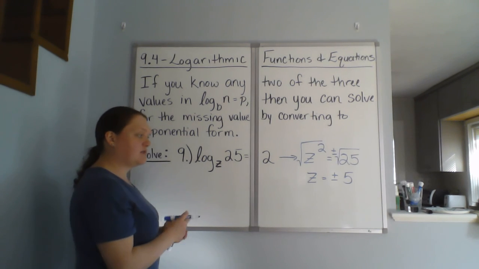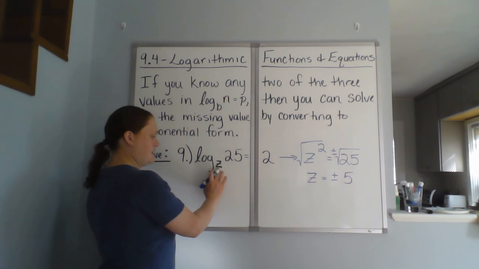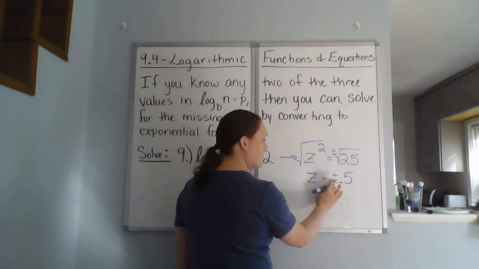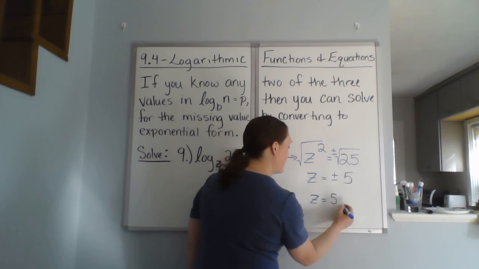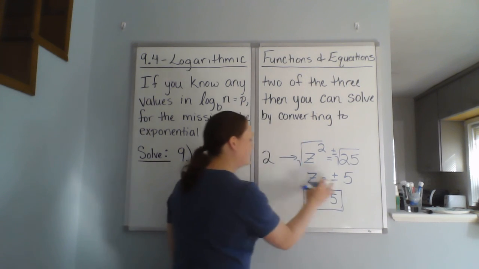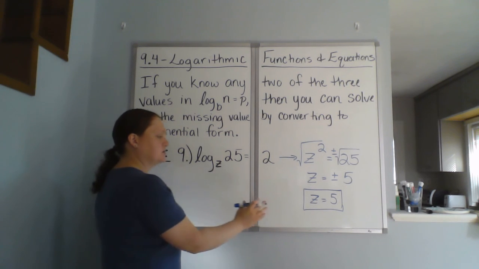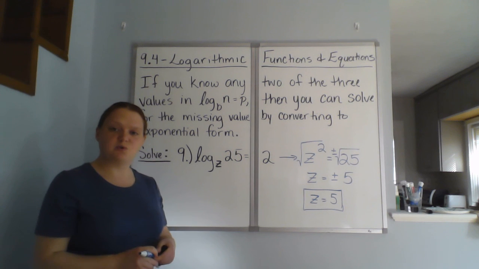All right, and now we just need to go back and make sure that that answer matches our definition. And when we look right here, z is the base, it can't be negative. So that means I need to get rid of the negative here. The final answer is just z is equal to 5. It cannot be negative 5 because I can't have a log with a negative base, okay? So the final answer is just z equals 5 here. And that's how to solve when you know 2 out of the 3 values.